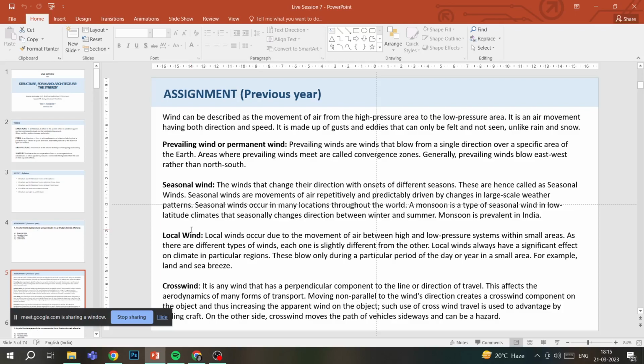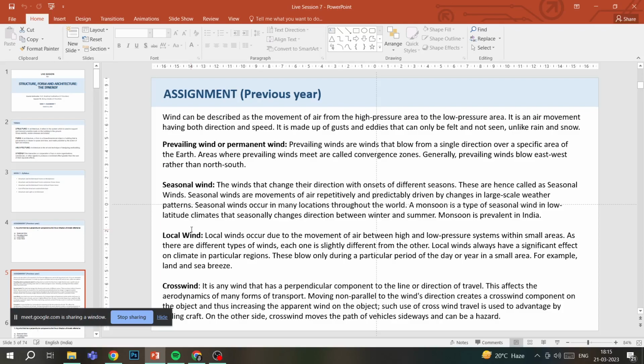And as there are different types of winds, each one is slightly different from the other. Local winds always have a significant effect on climate in a particular region, and these blow only during a particular period of the day or year in a small area. An example of local wind could be land and sea breeze.